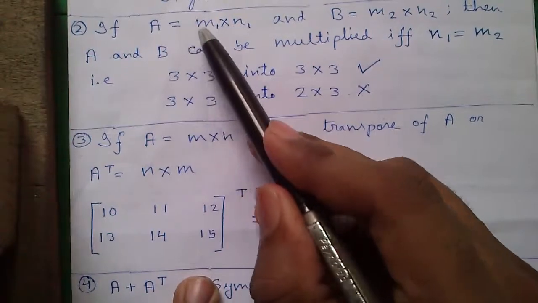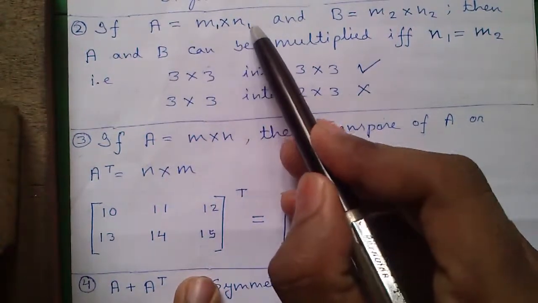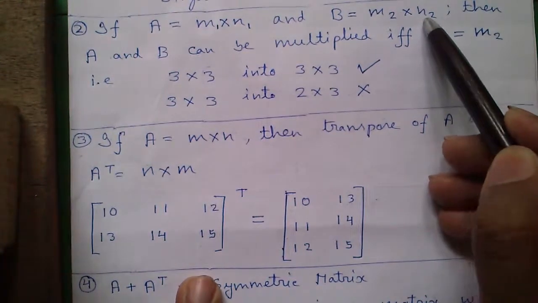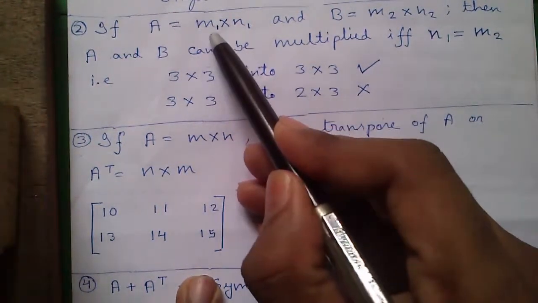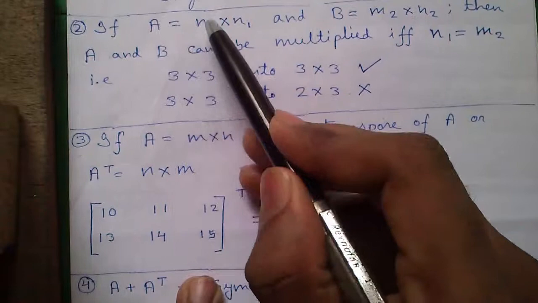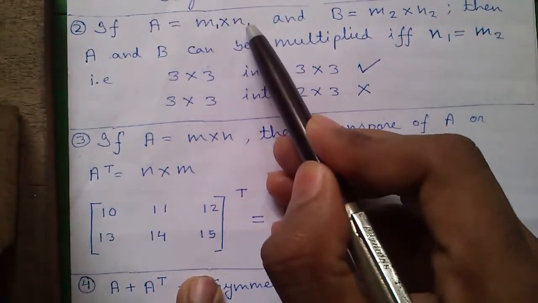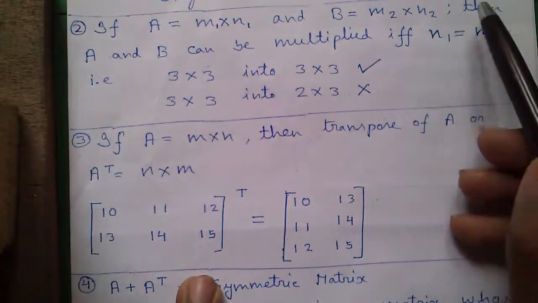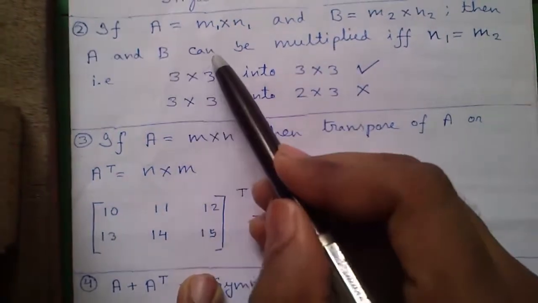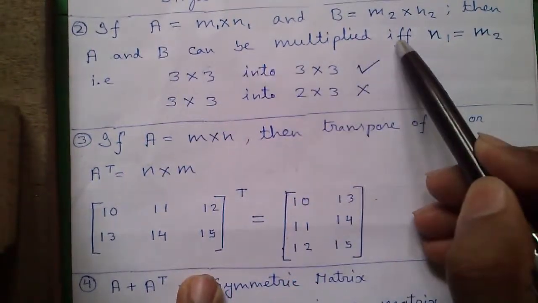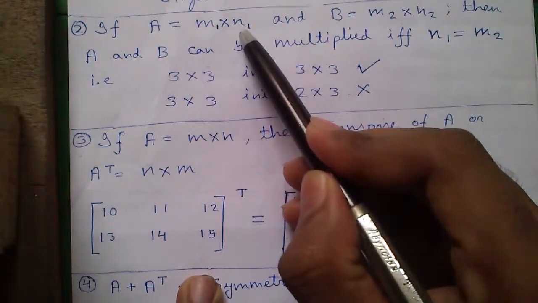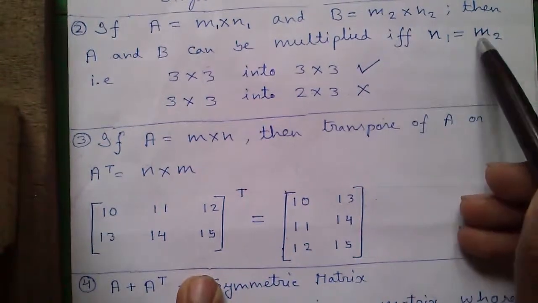Our property number 2, if A equals to M1 into N1 and B equals to M2 into N2, where M1 represents the number of rows in matrix A and N1 represents number of columns in matrix A. Similarly, same for matrix B. Then A and B can be multiplied if and only if the number of columns in the matrix A equals to the number of rows in matrix B.